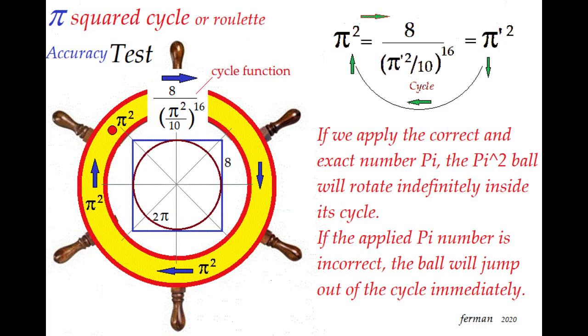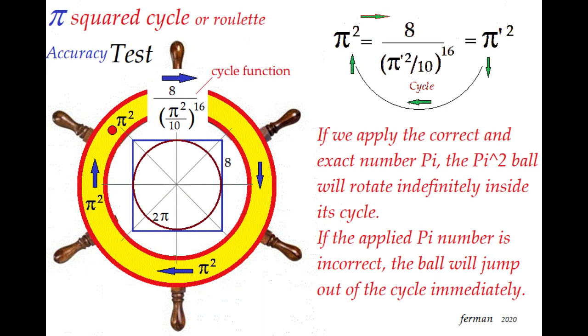The pi squared cycle. Because it is an important demonstrative proof for me, first allow me a simpler explanation. The pi squared cycle is a circuit or mathematical cycle to check the accuracy of the pi number that we apply.